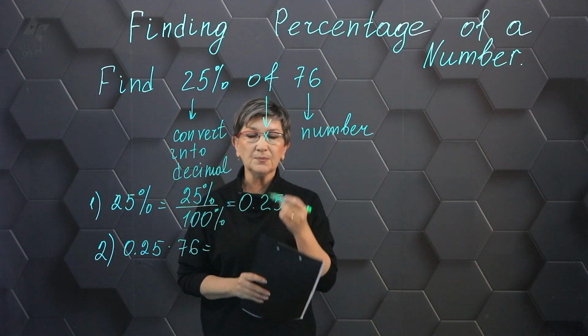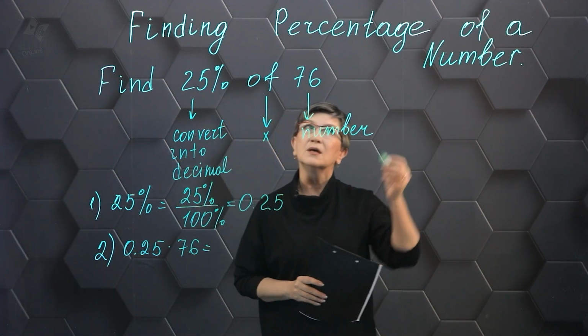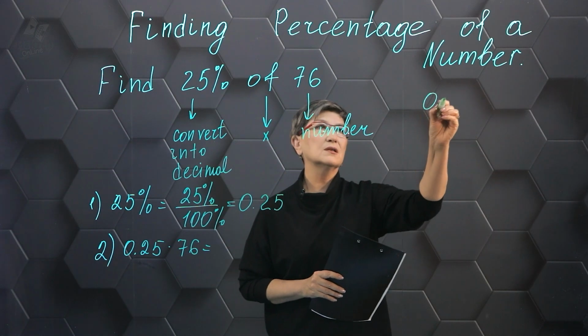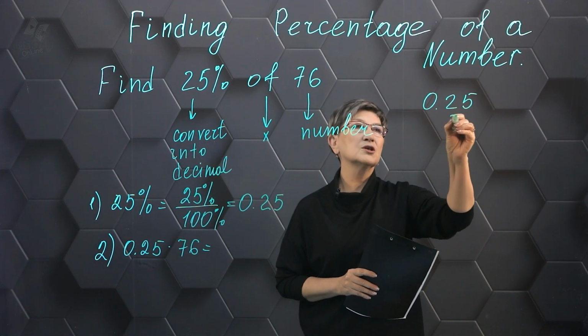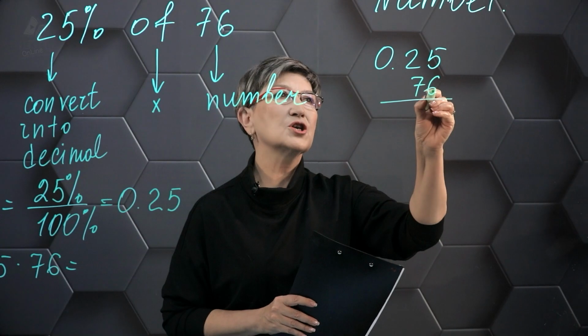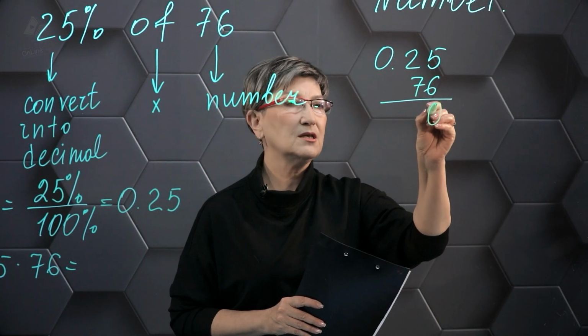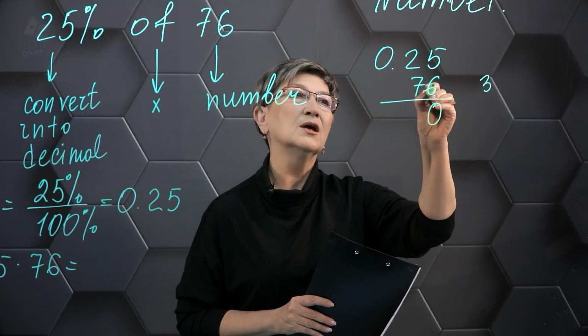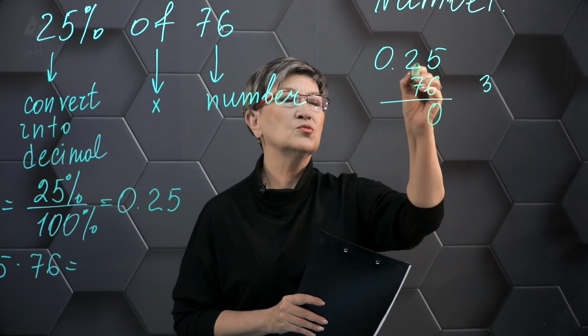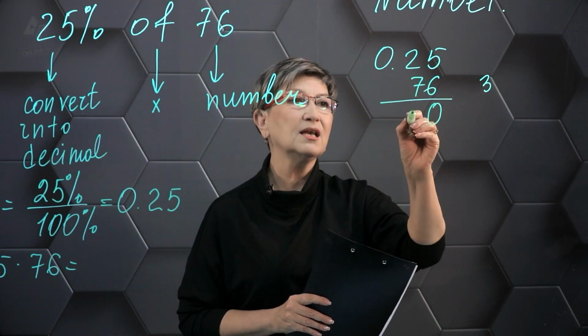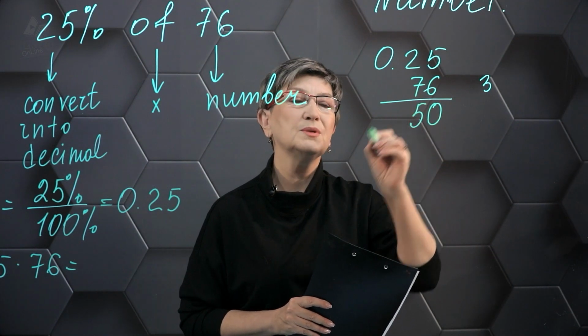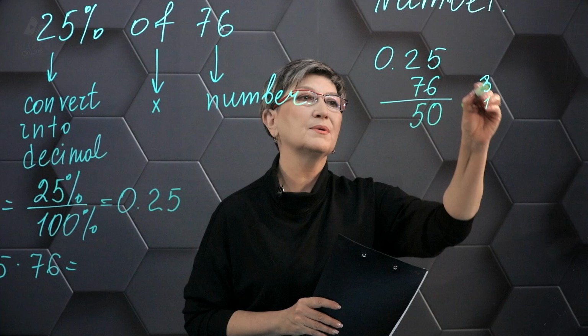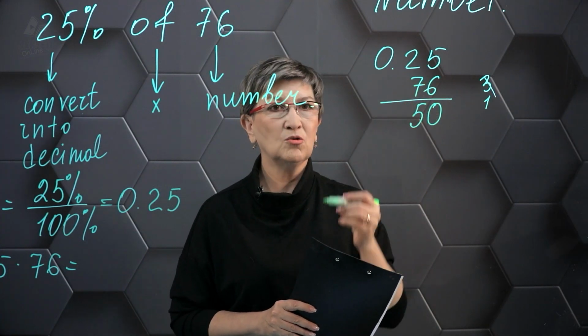This can be counted using column multiplication. Let's do the math. 0.25 hundredths I multiply by 76. 6 times 5, that's 30. I write 0, I memorize 3. 6 times 2, that would be 12. To 3 I memorize, that would be 15. Write 5, memorize 1. 6 times 0 is 0 and 1.